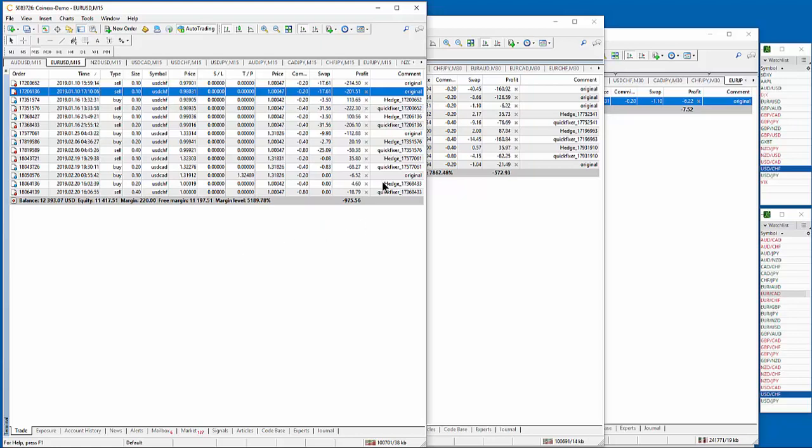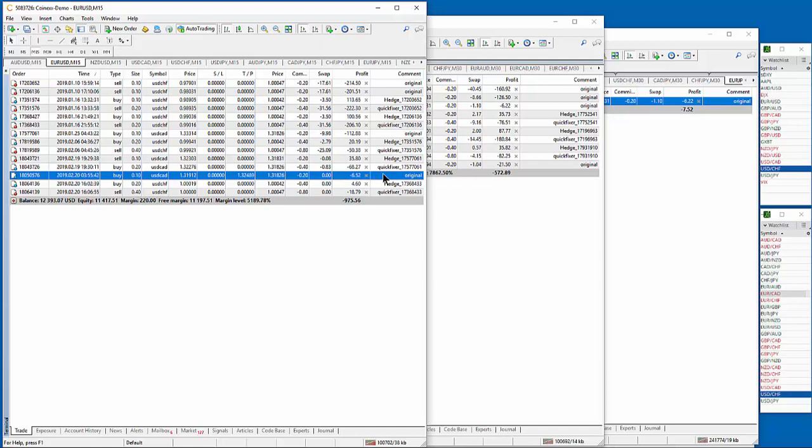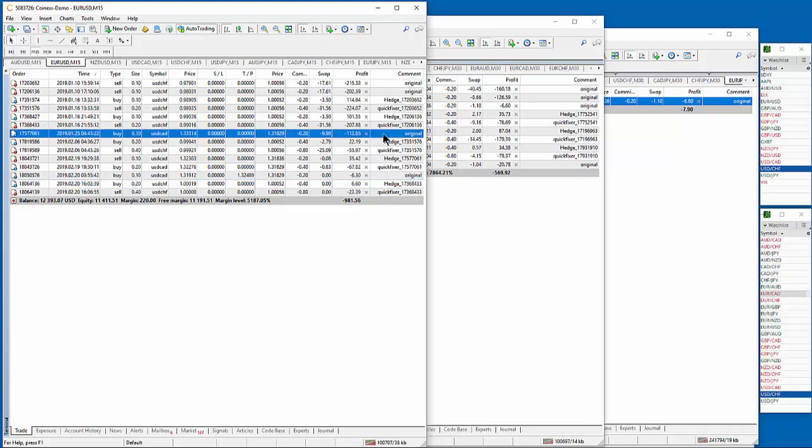Other than that, there's just one original trade that's currently open, and it is a USD CAD trade. We also have this USD CAD original trade from the 25th of January that currently has a hedge and a quick fixer on it.